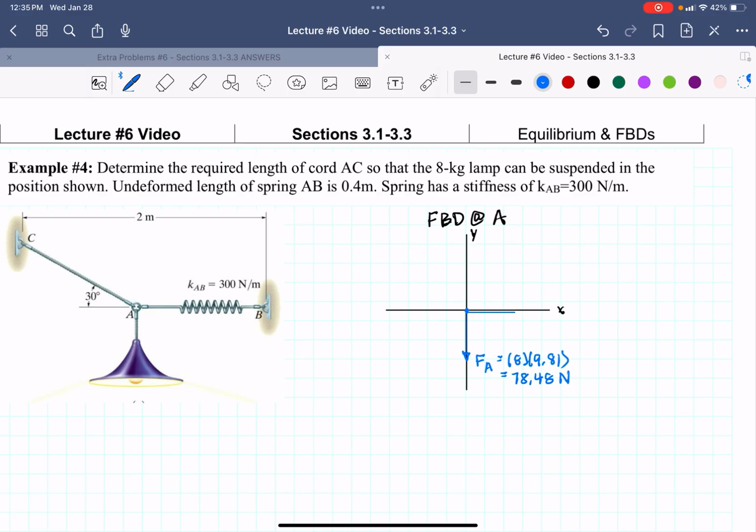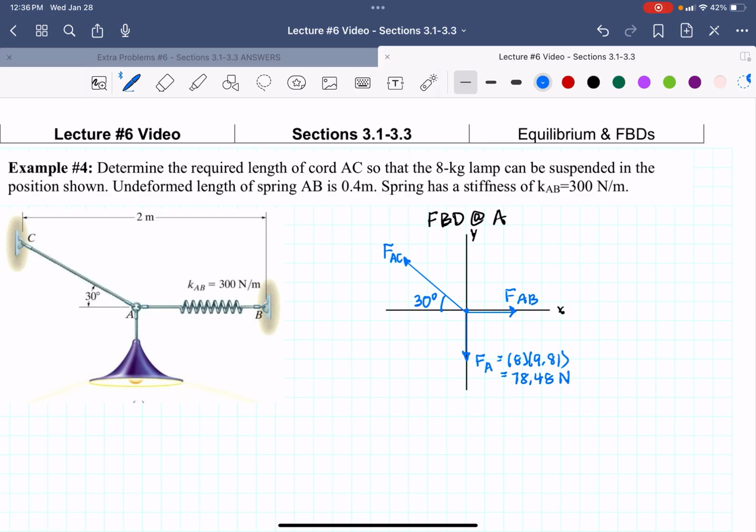I'm just going to call it FAB. I'm not going to do anything special for it right now. That force from A to B. And then I've got one more force coming up over here. I love how my lines are so crooked. And this is going to be force A to C. And we know that this is 30 degrees.